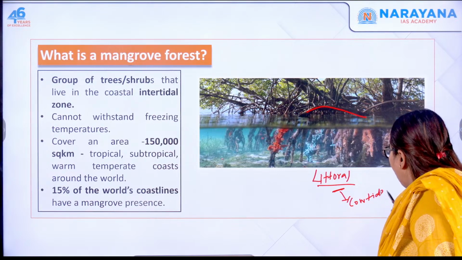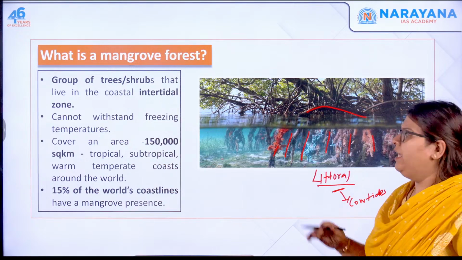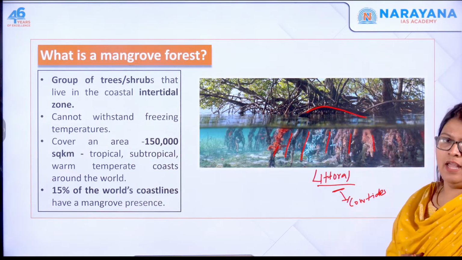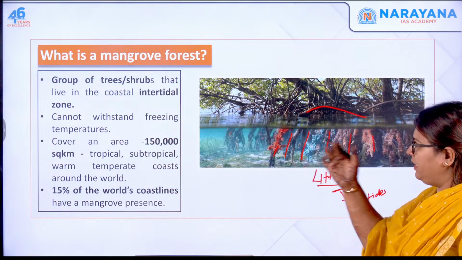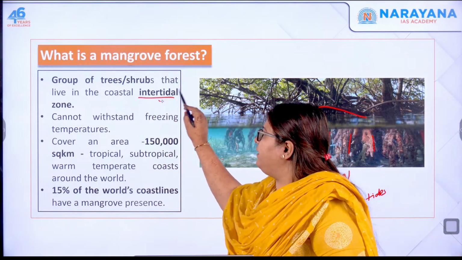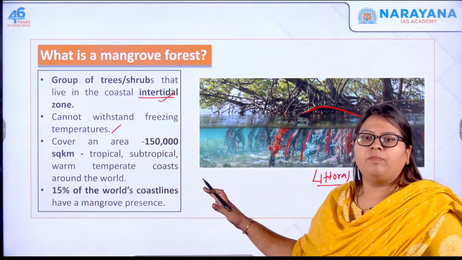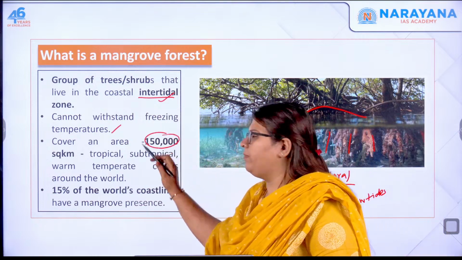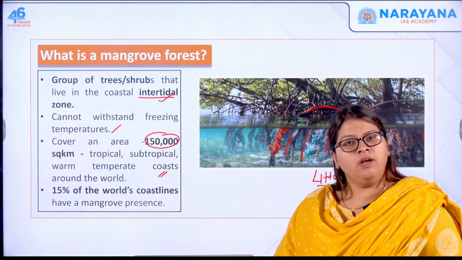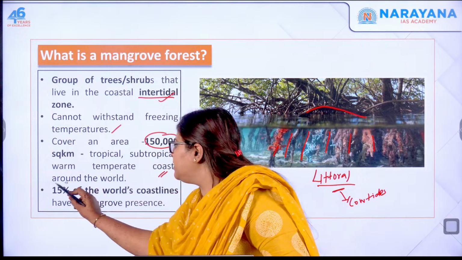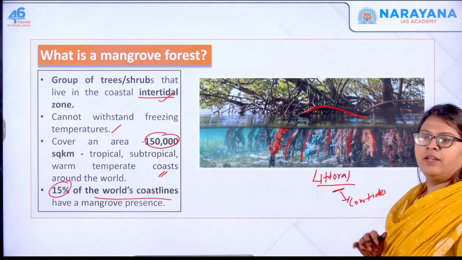Okay, so during the high tides, all this portion is actually submerged under water, and when there is low tide, this is actually open to the surface, and it needs a certain kind of temperature, and it cannot withstand the freezing temperature. Okay, let us see. So these live in the coastal intertidal zone, and it cannot withstand the freezing temperature. It covers an area of approximately 150,000 square kilometers, and it is specially found in the tropical, the subtropical and temperate coasts along the world. And around 15% of the world's coastlines actually have the presence of mangroves. Okay, so these are the mangroves.